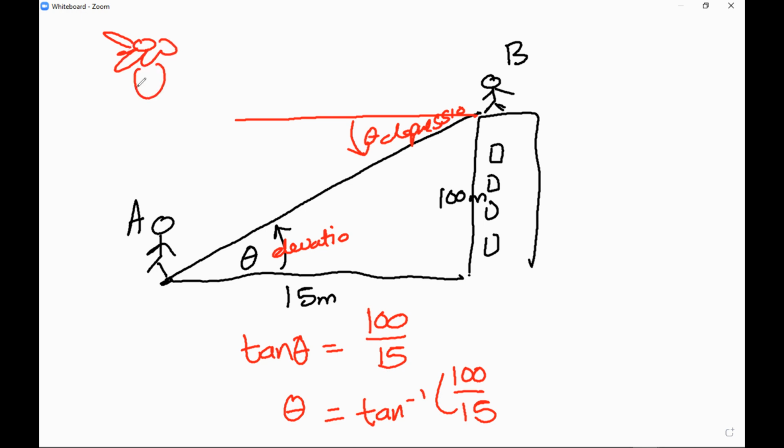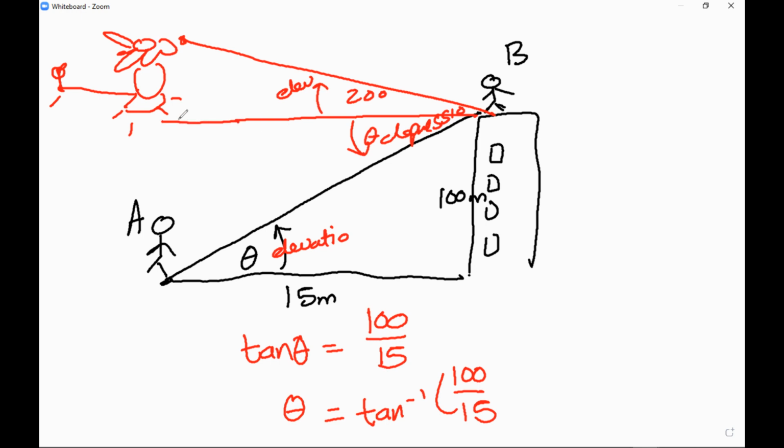Helicopter. And this is the top of the helicopter, at an angle of 20 degrees. And now this is an angle of elevation from there. I want to find out the distance, if the height of the helicopter is, let's say, 3 meters. I want to know how far I am from the helicopter.